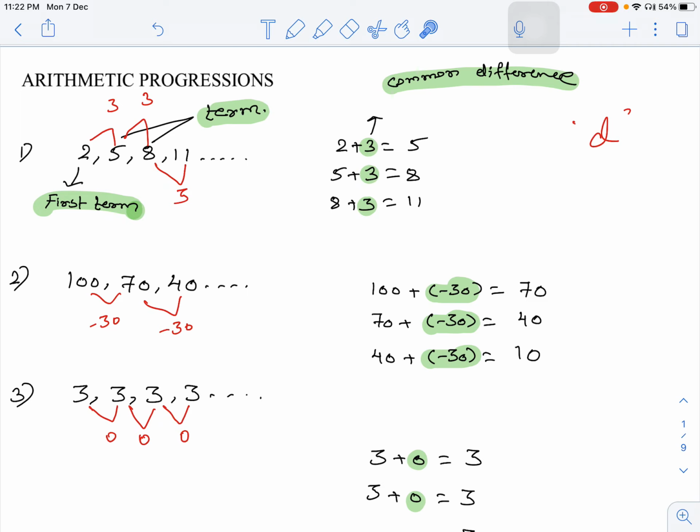Now the next condition is: what should be the sign of this common difference? Here we can see that it may be positive, it may be negative, or it may be 0. The value of the common difference may have a positive sign, a negative sign, or its value may be 0. So now I think it is clear to you what arithmetic progression is, or when a list of numbers can be considered to be in arithmetic progression.